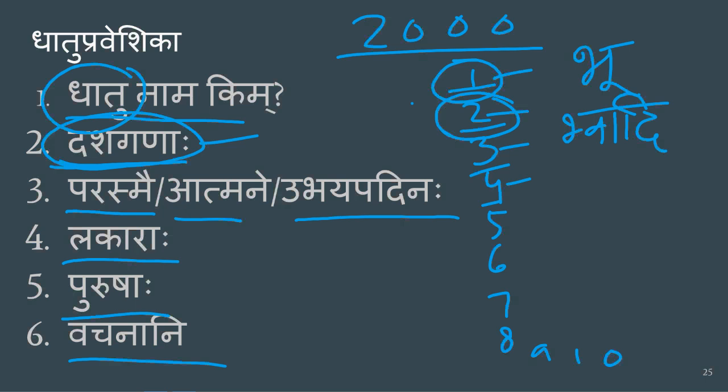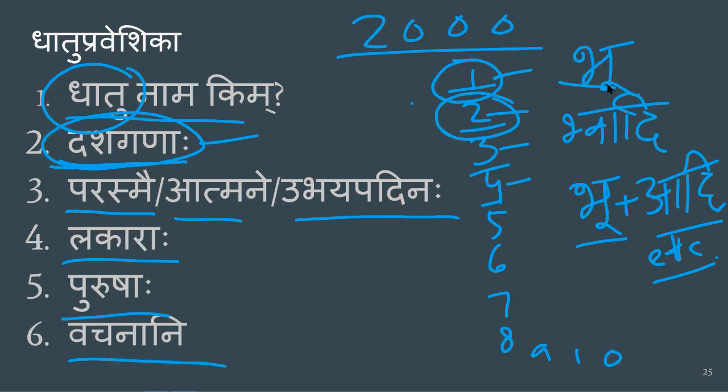Bhuadi. Bhuadi means bhu plus adi. Adi means etc., starting from, and so on. So starting from bhu, there are many dhatus in this prathama gana. So it is called prathama gana or bhuadi gana.